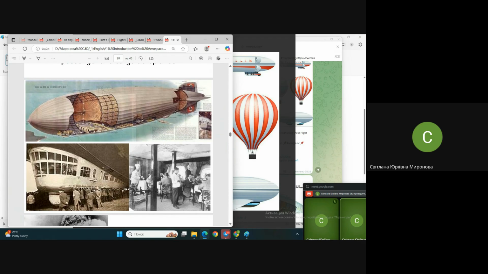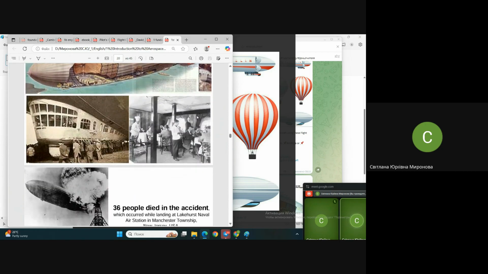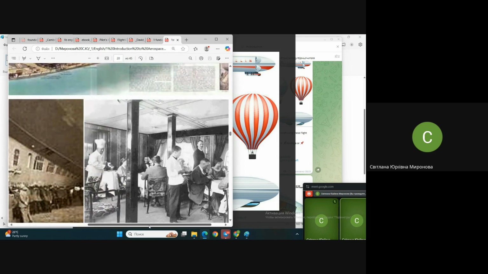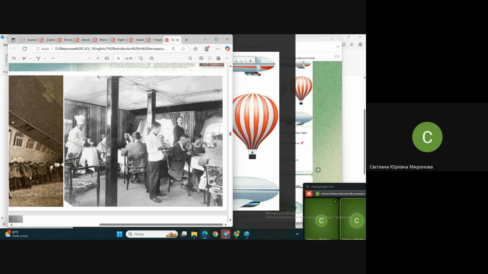Practically all the airship is empty. And do pay attention to this photo on the right at the bottom of the picture. What do we see, guys? A restaurant. May you imagine something like this in an airplane right now? Seems like a normal full-scale restaurant.